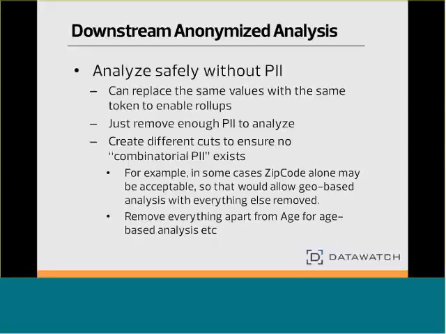So what we need to do is analyze safely without PII. So we want to be able to replace the same values with the same token to enable roll-ups, just remove enough PII to analyze the data, and also create different cuts to ensure that no combinatorial PII exists. And by that, what I mean is that in some cases zip code alone may be acceptable, and that would allow geo-based analysis if you remove everything else. And again, remove everything apart from age, for age-based analysis.